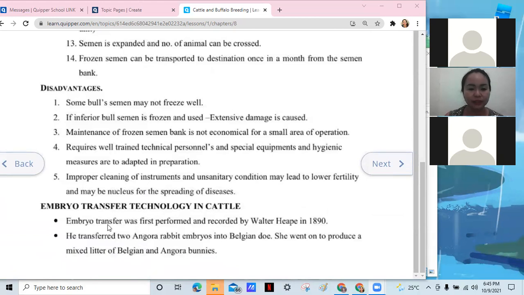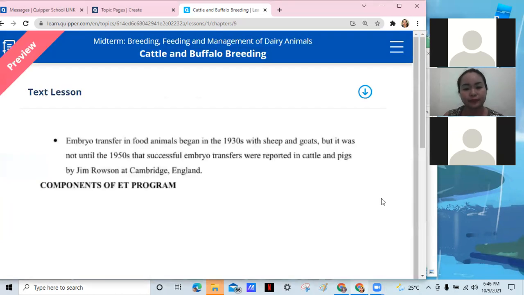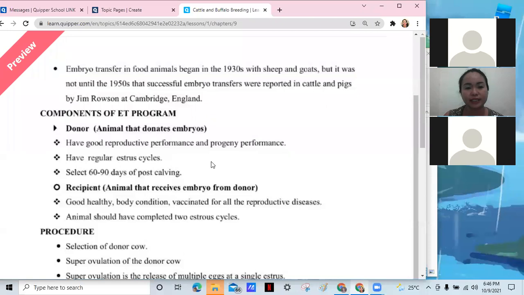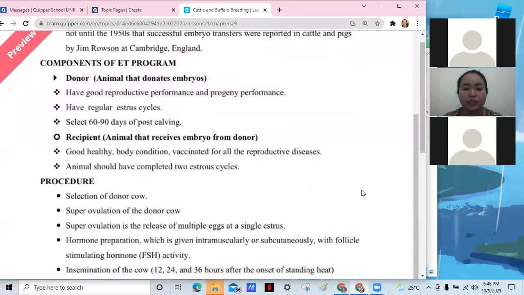In embryo transfer technology in cattle, embryo transfer was first performed and recorded in 1890 by Walter Heape. He transferred two Angora rabbit embryos into a Belgian doe to produce a mixed litter of Belgian and Angora bunnies. Embryo transfer in food animals began in the 1930s with sheep and goats, but it was not until the 1950s that successful embryo transfers were reported in cattle and pig by Jim Rowson at Cambridge, England.